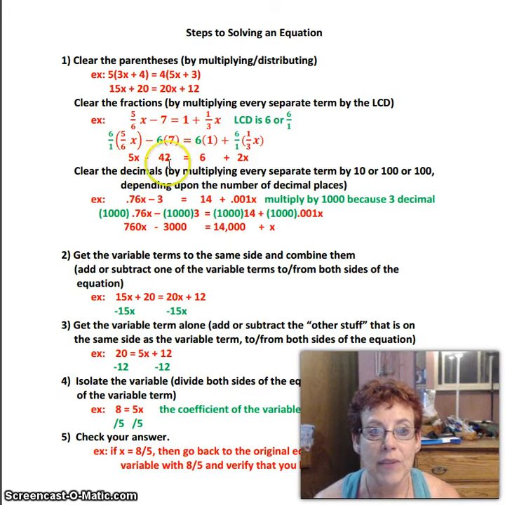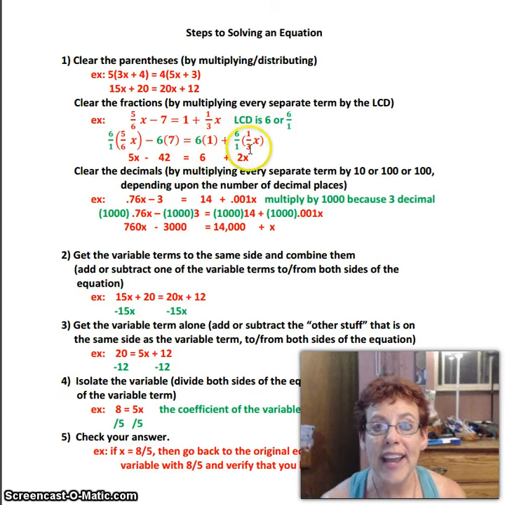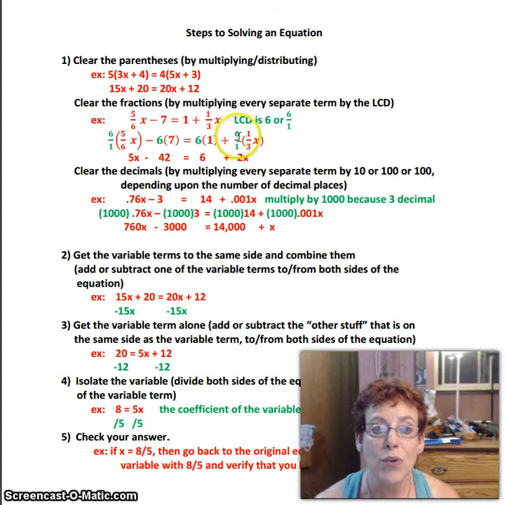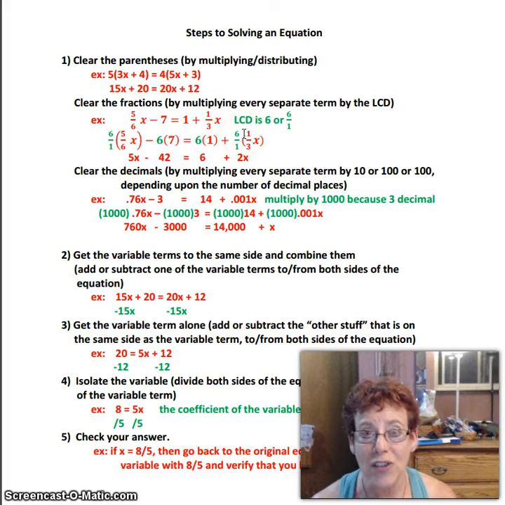Here, 6 times 7 is 42, 6 times 1 is 6. And here too, we have a 6 and a 3. They have a common factor. The common factor is 3. The 3 cancels out, becomes a 1. 3 goes into 6 2 times, so that becomes a 2. So when we multiply that out, we wind up with 2 over 1, or 2x. It's a much simpler way to multiply by canceling out common factors rather than just doing the straight multiplication and then trying to simplify later.